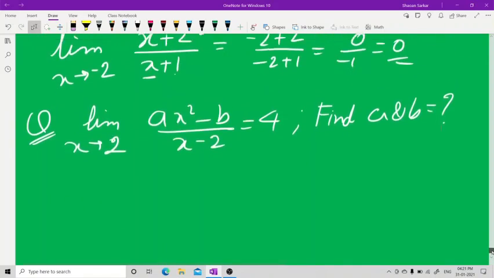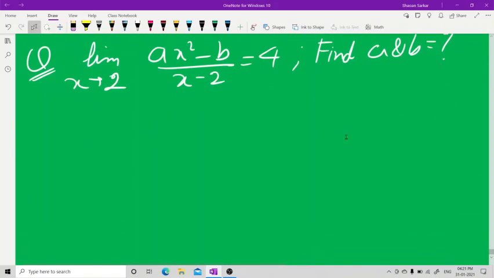Now here you have this question, ax square minus b. Now what you do is that, if you put 2 here, there is a problem. If you put 2 here, there is a problem. Then the lower one will become 0.